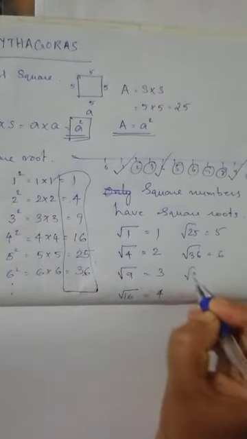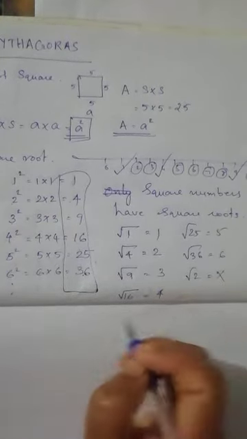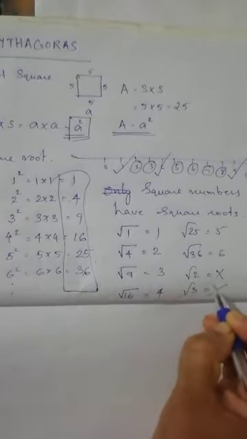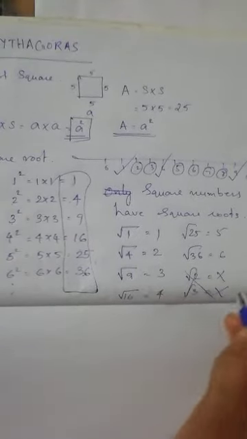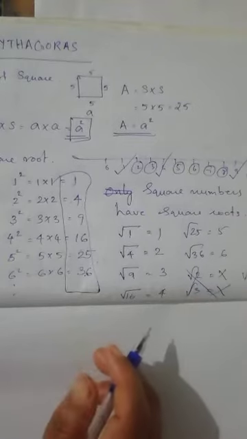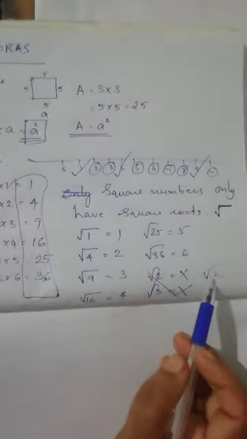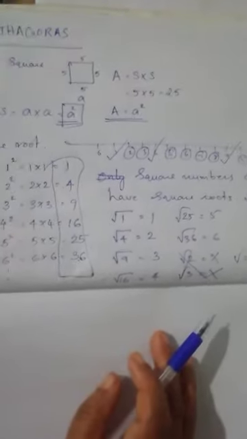What is the square root of 2? We cannot find a number there. Square root of 3? There also we cannot find a number. We can simply write root 2. We will study this type of number next year, in 8th standard.